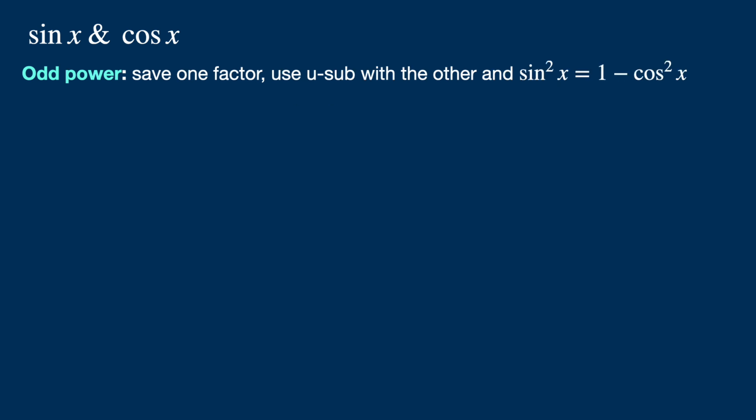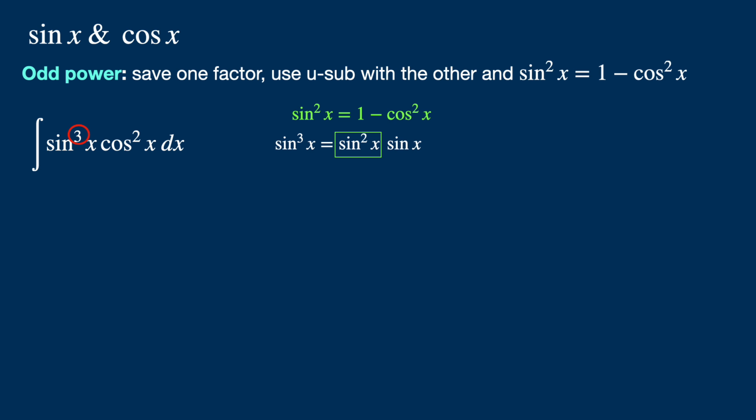So we keep working on the power is odd. Let's see. Integral sine cube x cosine square x. See, which one is odd? Sine is odd, right? Then the odd part, we're gonna rearrange it. Sine cube x is sine square x times sine x. So now sine square x gonna be replaced with 1 minus cosine square x. Then you have 1 minus cosine square x times sine x.